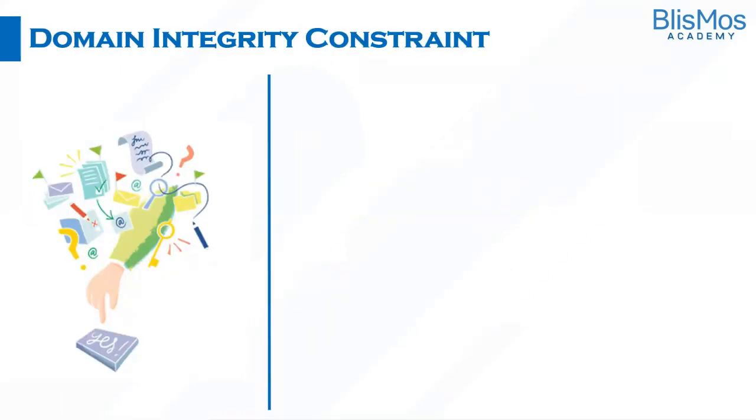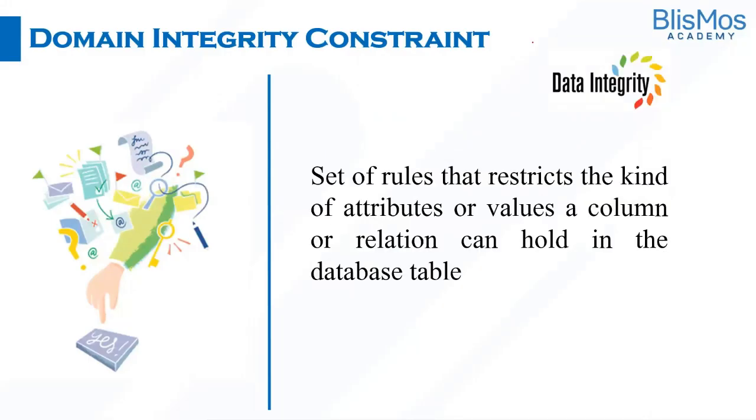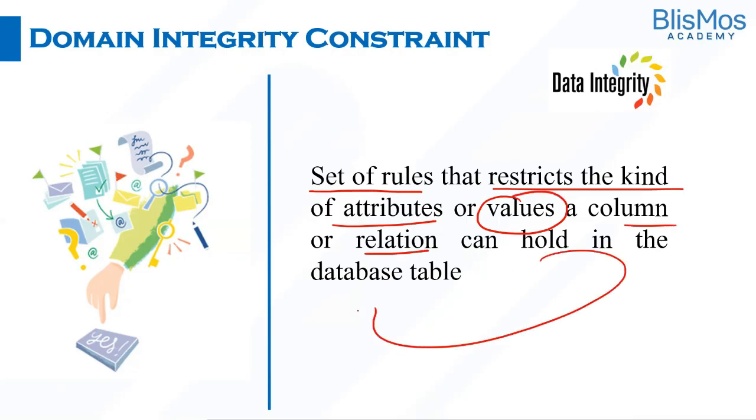So what is domain integrity constraint? Domain integrity constraint is a set of rules that restricts the kind of attributes or values a column, a relation can hold in a database table. When I say restrict, what do you mean by restrict? We'll understand with an example.